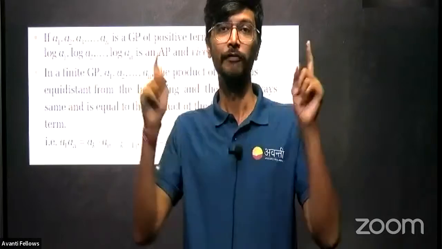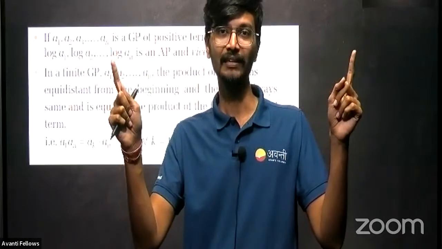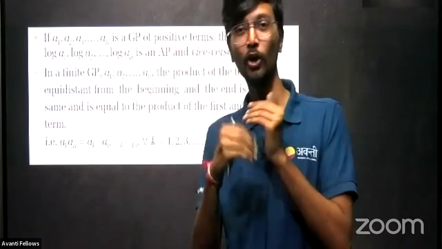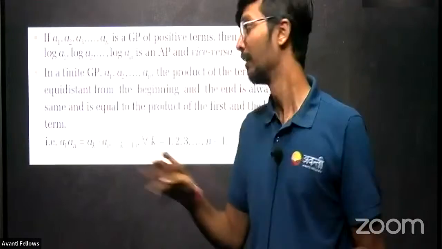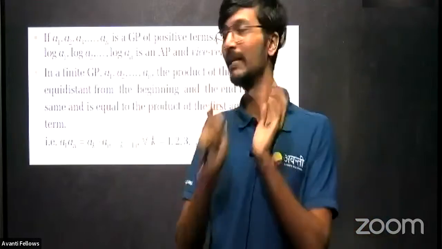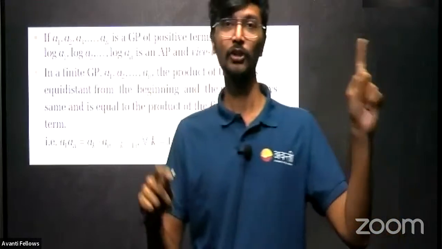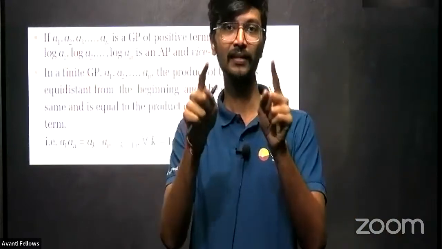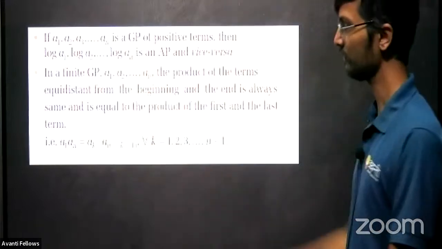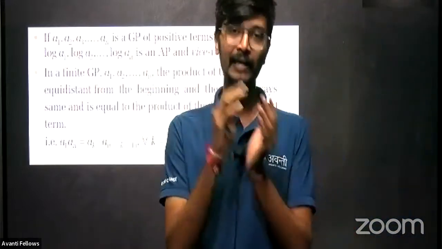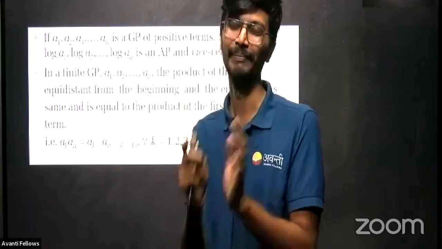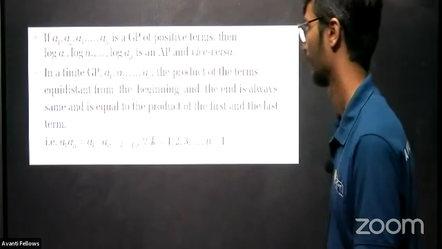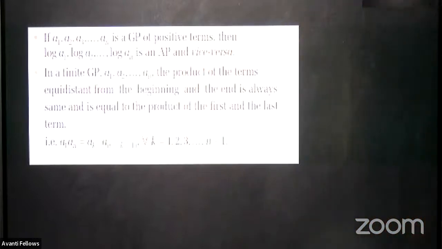In AP what was it? The sum of the first and last terms is equal to the sum of the second and second last, third and third last, and so on. So in AP we talk about addition. In GP we talk about multiplication. That is all it is saying: the product of the first and last terms is equal to the product of the second and second last, third and third last, and so on. Again, an interesting observation for GP. Remember, in AP we talk about addition, in GP we talk about multiplication. So this is it. I think there is nothing more in GP.